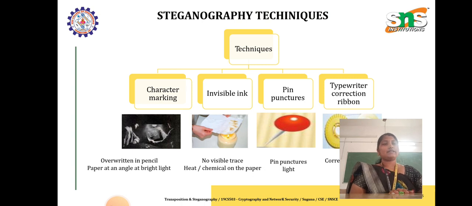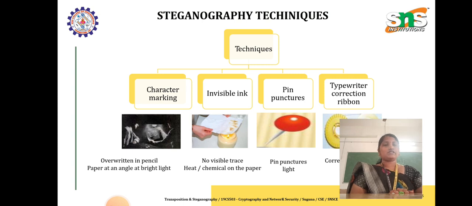So what does character marking mean? Selected letters of printed or typewritten text are overwritten in pencil, and they are visible only in brighter light. That is character marking. Next is invisible ink. Invisible ink means visible traces appear only when some chemical is applied to the paper. Examples are lemon, candlelight, UV paint, etc. That all comes under invisible ink.